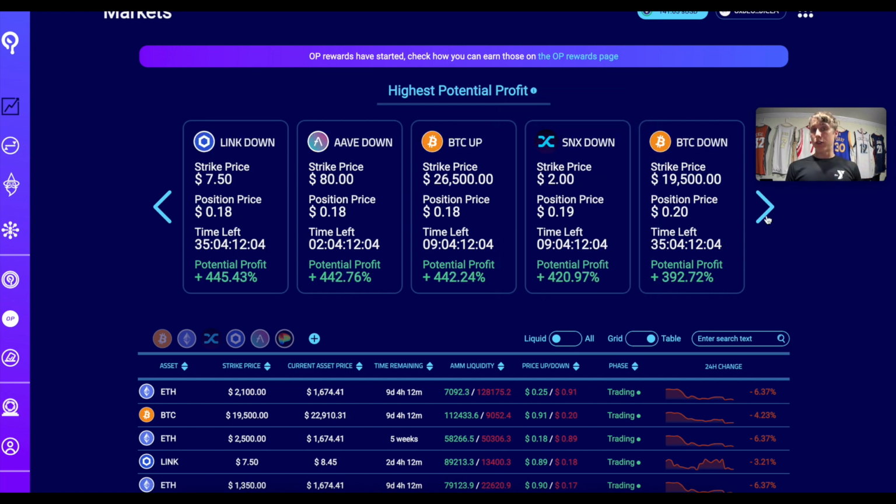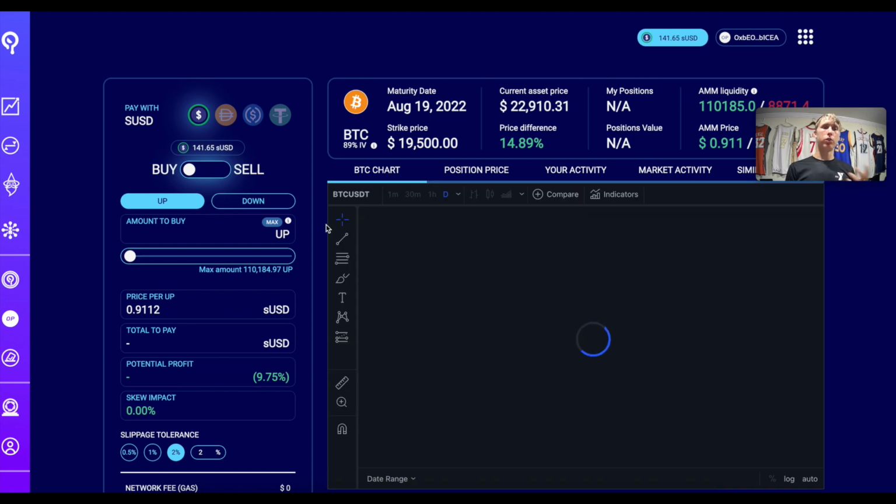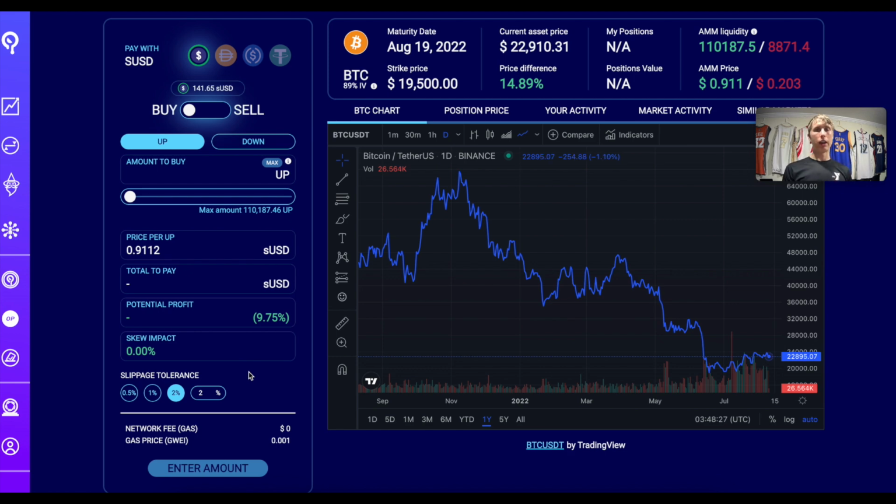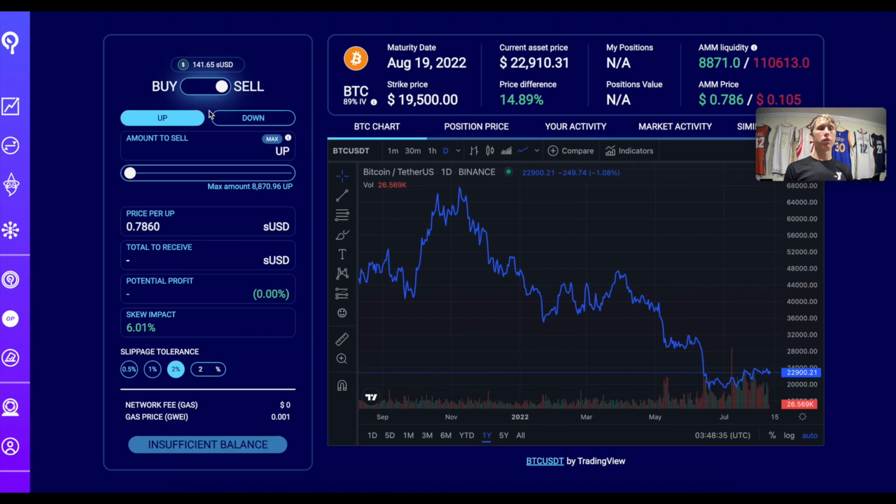So make sure you guys scroll through and look for the ones that you want to choose. Once you find the one that you want, you select the position and you can say, hey, I want to buy or sell this position. It will allow you to use your SUSD as collateral in order to get into the position. And at any time when you're finished, you can always hit sell and then get your SUSD back.